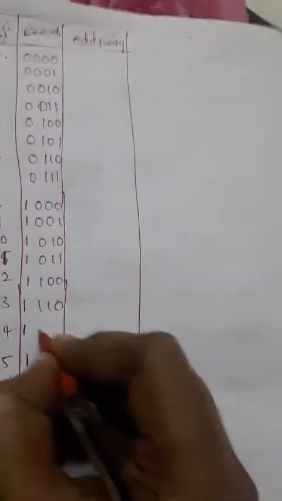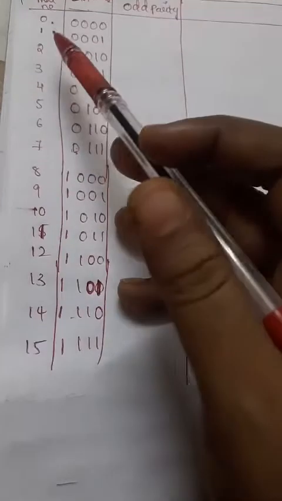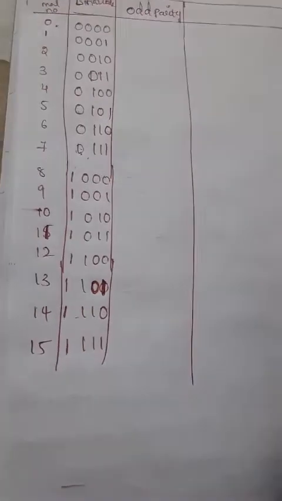So 1000, 1001, 1010, 1011, 1100, 1101, and then 1110, 1111. Just check it: for 8 to 15 the code is the same as 0 to 7, copied here, but the first digit 0 is replaced by 1 for 8 to 15. That is the trick to write the binary codes from 0 to 15.